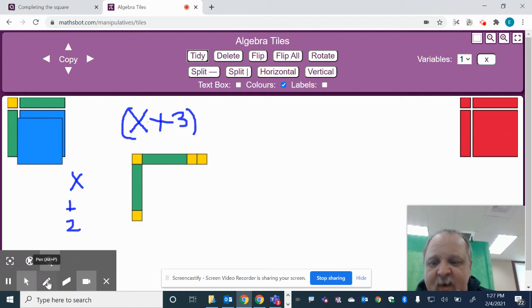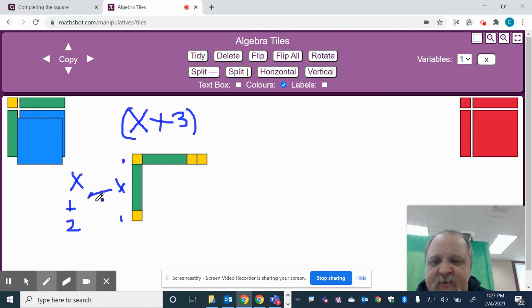Now look at right here. I have an x right here, and a 1 there, and a 1 there. And x plus a 1 is x plus 2. And the same thing over here. I have a 1 here, a 1 here, and a 1 here, and an x. So this is x plus 3 over here. So you can see I have x plus 3 on the top and x plus 2 here.